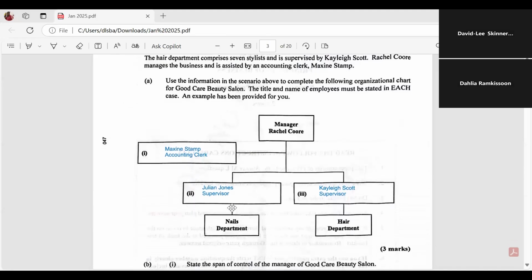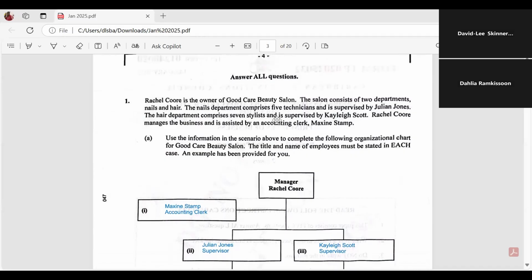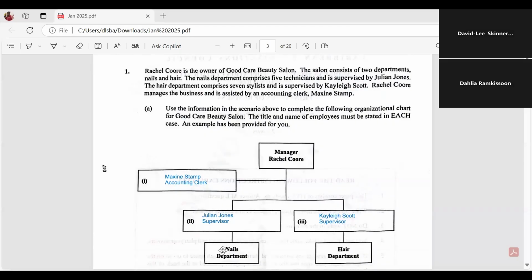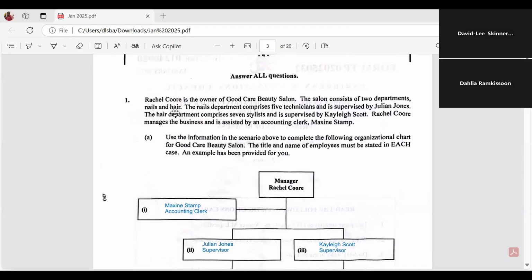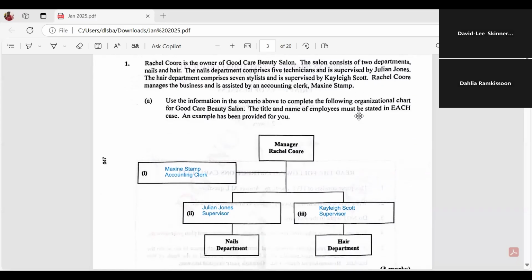Then down here, we have the nails department reporting to this person and the hair department reporting to this person. They said that the nails department comprises five technicians and is supervised by Julian Jones. So Julian Jones is the supervisor of the nails department. And then the hair department comprises seven stylists and is supervised by Kaylee Scott. So Kaylee Scott is the supervisor of the hair department. Not too difficult, right? Yes, it's easy. I agree, in my humble opinion.